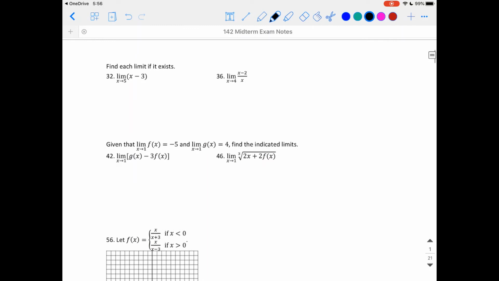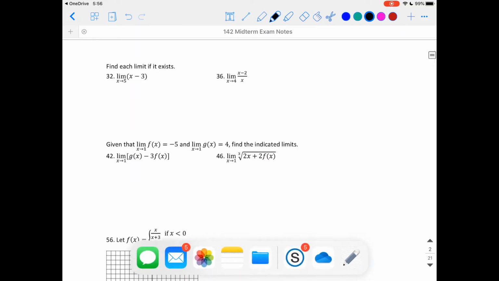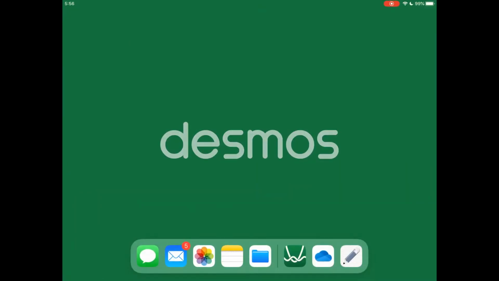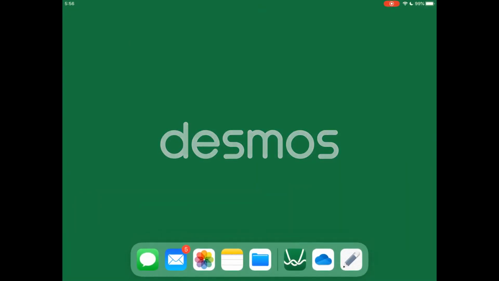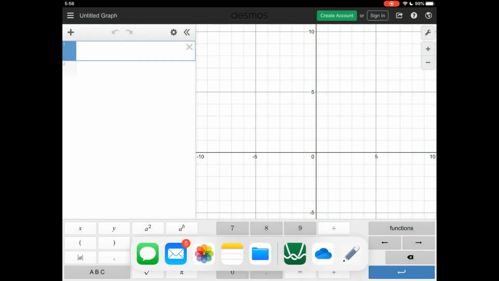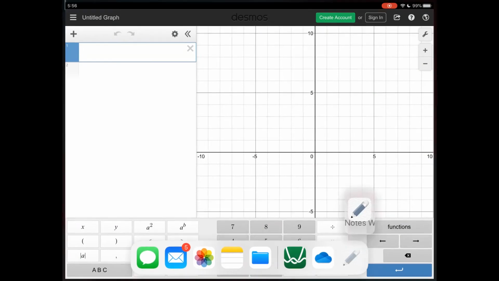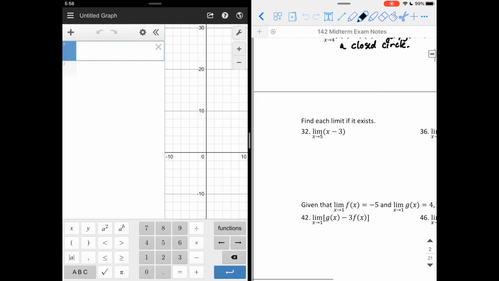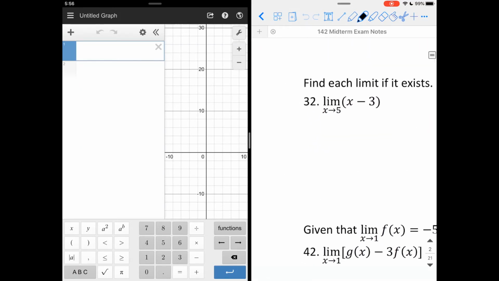So before we do this algebraically, I should have already set this up, sorry. Let's show you graphically here. Okay, so I'm going to do this one right here. The limit of x minus 3 as x approaches 5. So I'm going to graph x minus 3, and here's the graph.